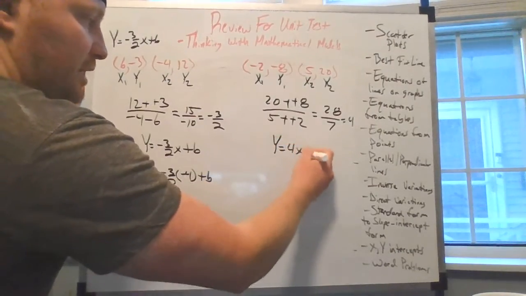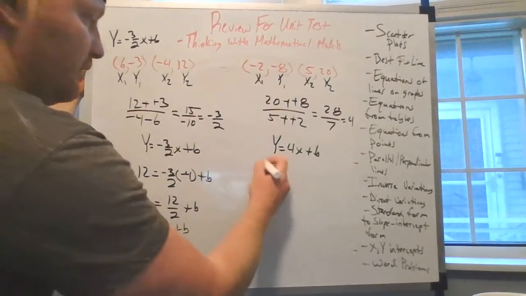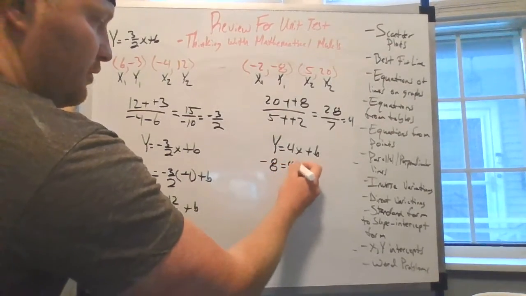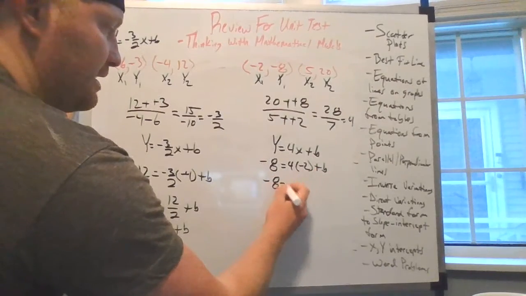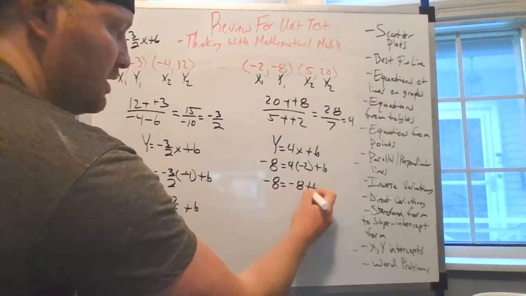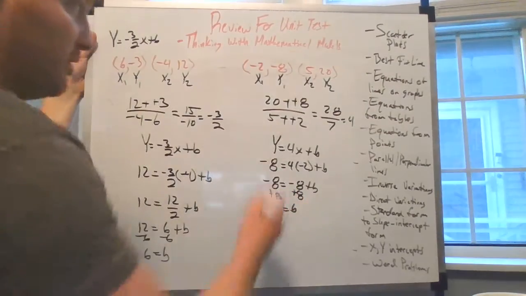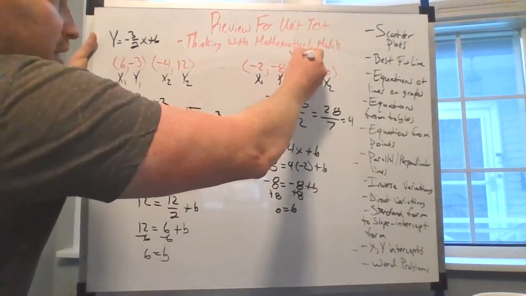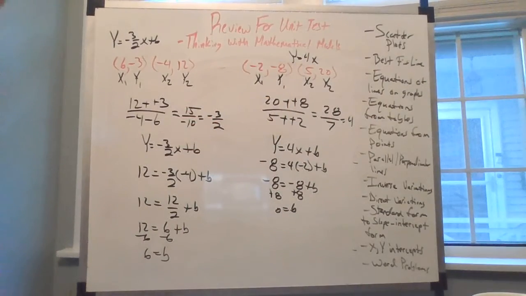Y equals 4x plus b. All right, let's do this one just to make it difficult and a little fun. Negative 8 equals 4 times negative 2 plus b. Negative 8 equals negative 8 plus b. We add 8 to both sides, and I get 0 equals b. So your equation for this one is simply y equals 4x. We do not write plus 0 ever.